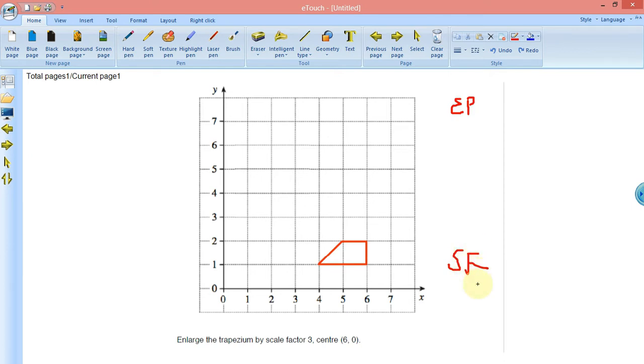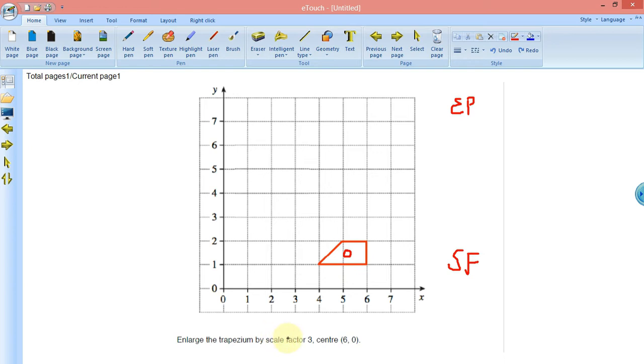SF is scale factor, don't forget. EP is enlargement point. So we have the enlargement point and the scale factor. Those are the two major pieces of information needed. And then you have your object here. This is the given object. So let me just tag it O, for object.